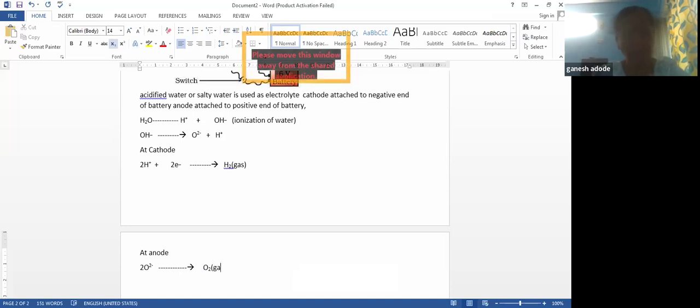Oxygen is released in the form of the gaseous state. Have you followed how the electrolysis is taking place? It means H2O gets converted into its elemental form. What are the elemental forms? Hydrogen and oxygen, right?